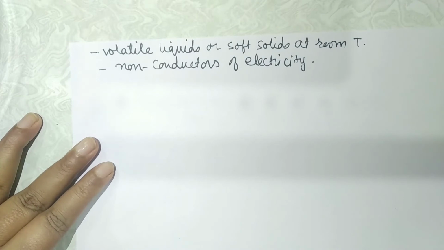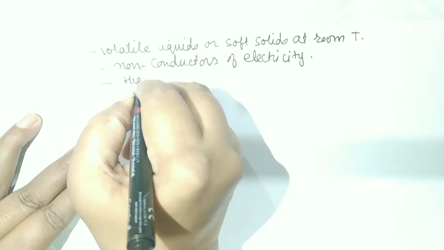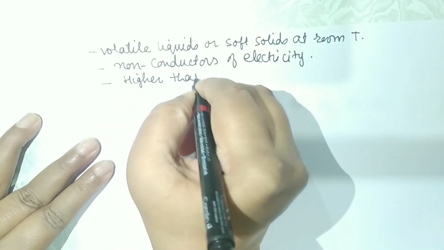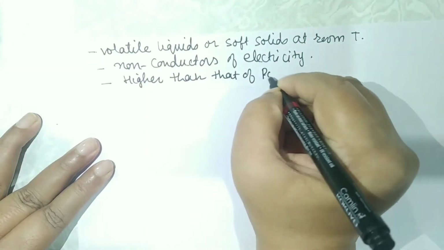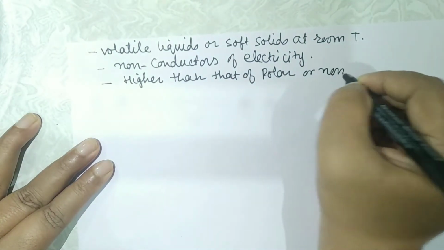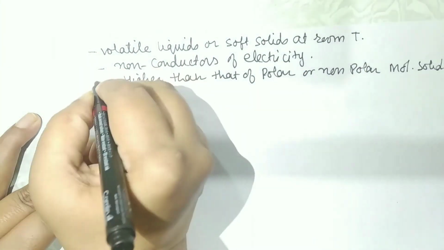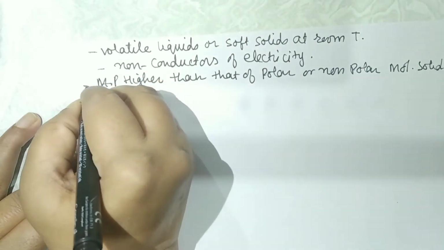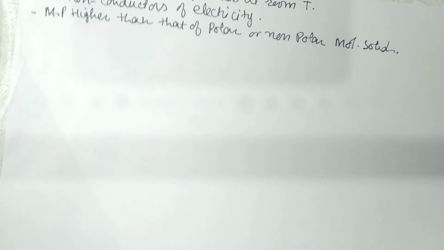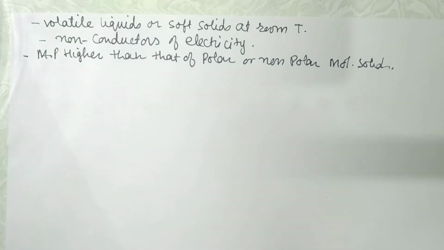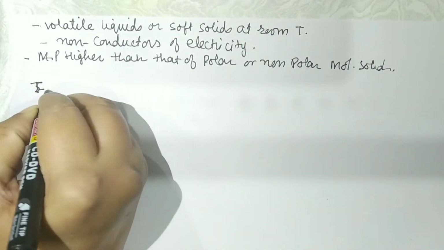And the melting and boiling points are low, but generally they are higher than that of polar or non-polar molecular solids. So their melting point or boiling point is higher than that of the polar or the non-polar solids, because the hydrogen bonds are comparatively stronger. So let us move on to the next type of solid, and that is ionic solid.